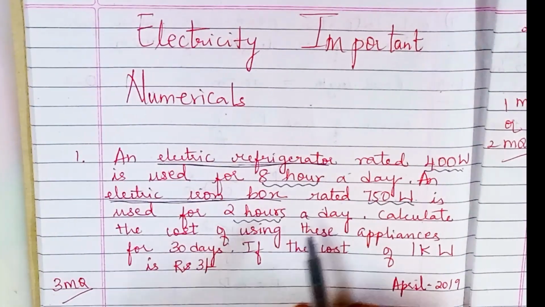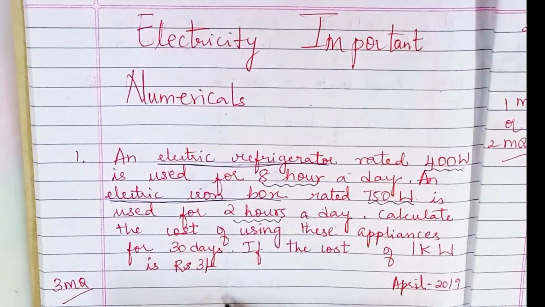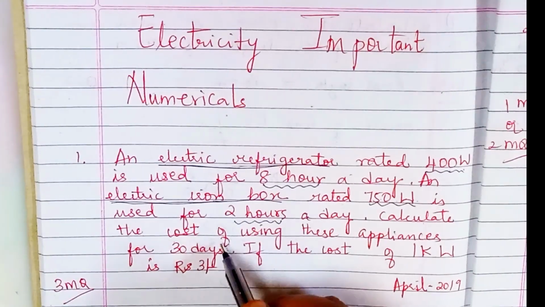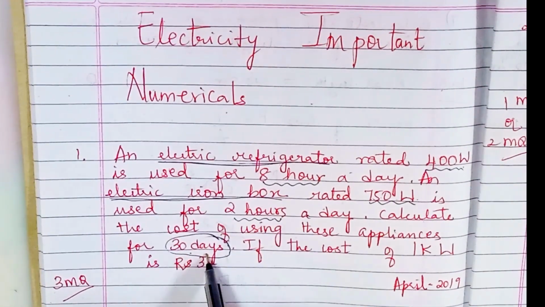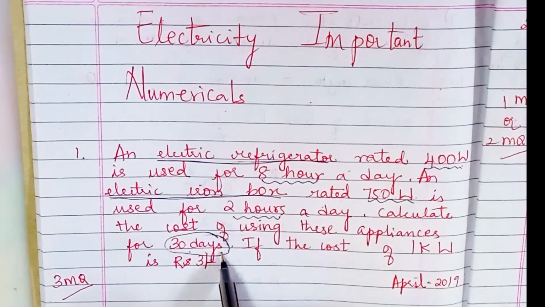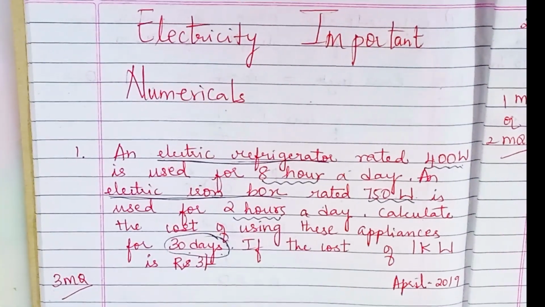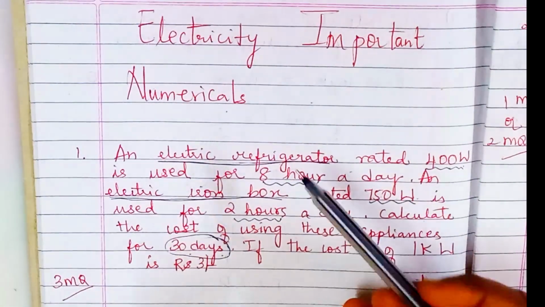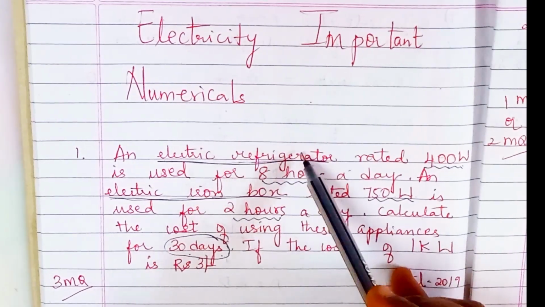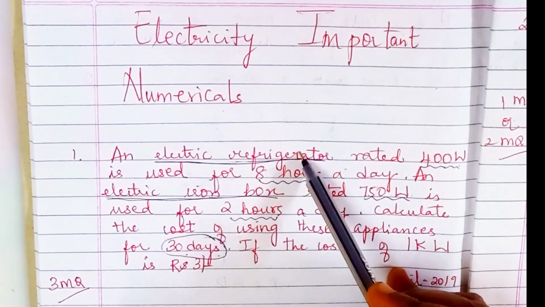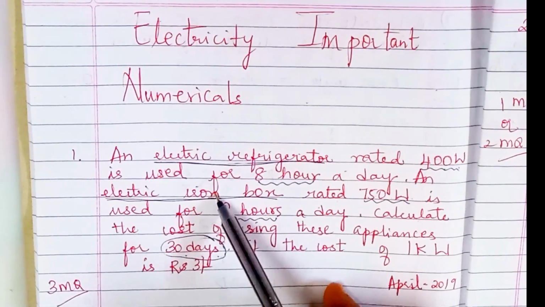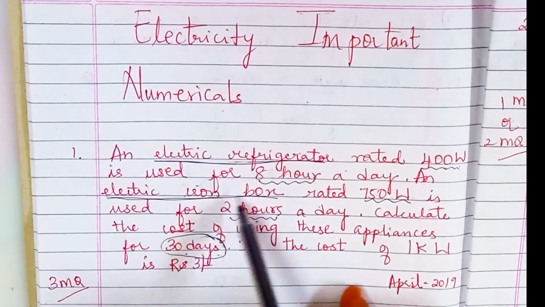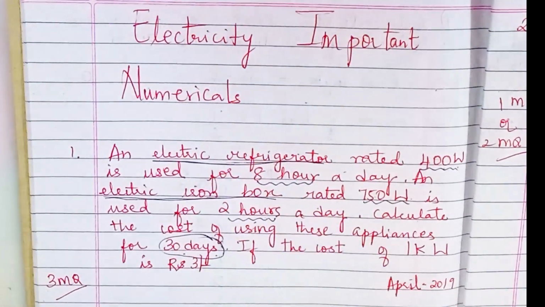Now, they are telling us to calculate how much power is being consumed for 30 days. For how many days are they asking? For 30 days. So now let us calculate. Whenever you are solving these kinds of questions, you have to find the power consumption for your electric refrigerator separately, and you also have to calculate it for your electric iron box. Now the solution goes.